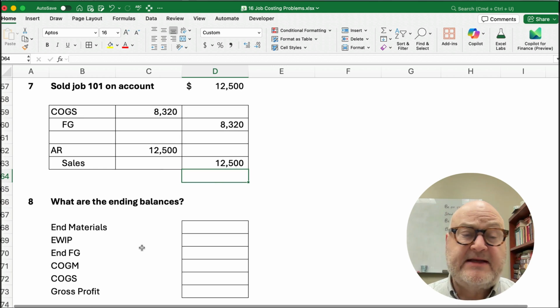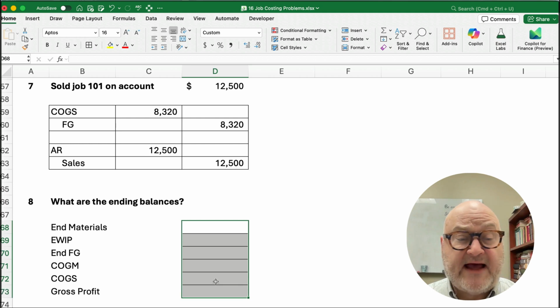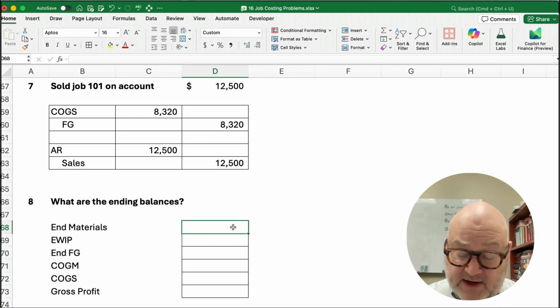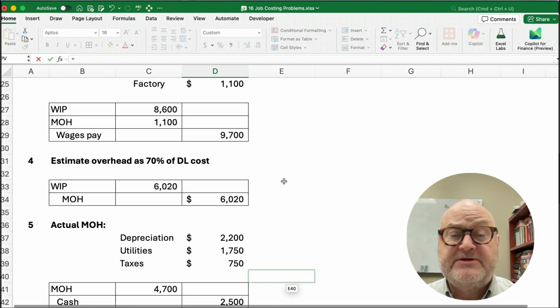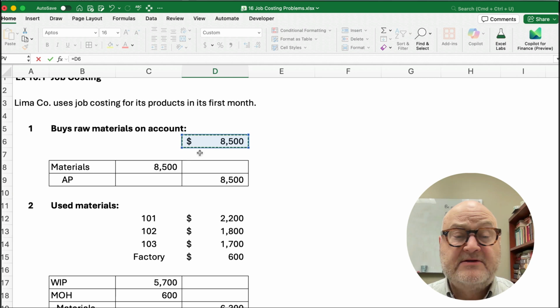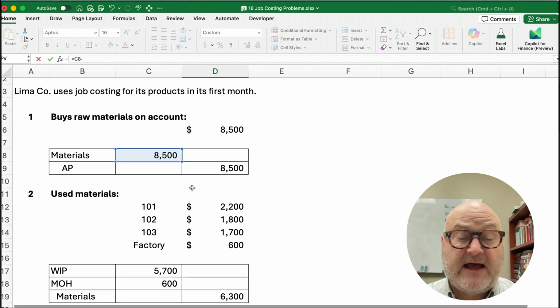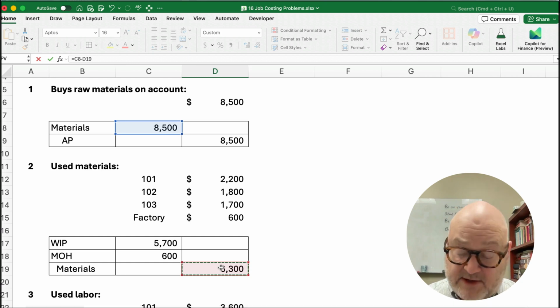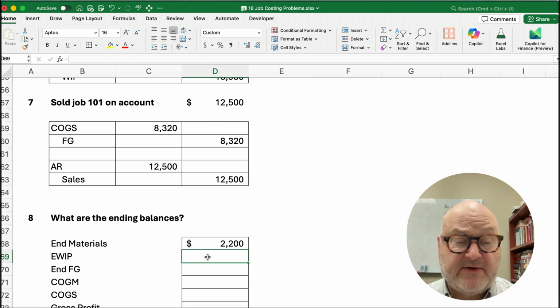But one thing I always like to ask, to make sure you understand the flow of the cost, what are the ending balances of all these items? Well, what is our ending materials? Remember, way at the top, we purchased how much materials? We purchased $8,500. So we can use this account, materials, minus how much did we use up? 6,300. Remember I mentioned we had 2,200 of materials? Well, here's where we've calculated 2,200 of materials.